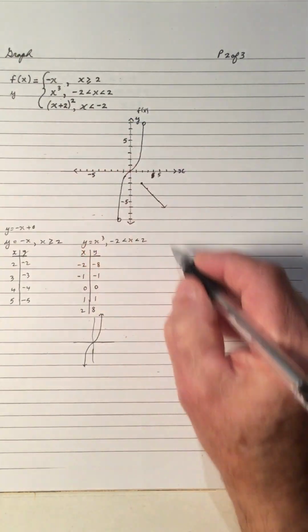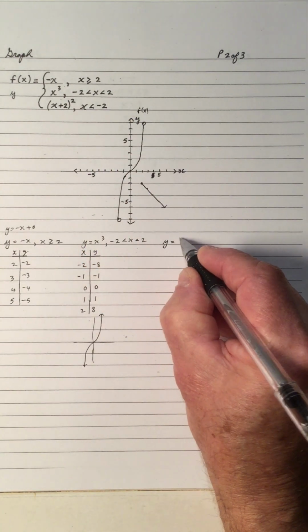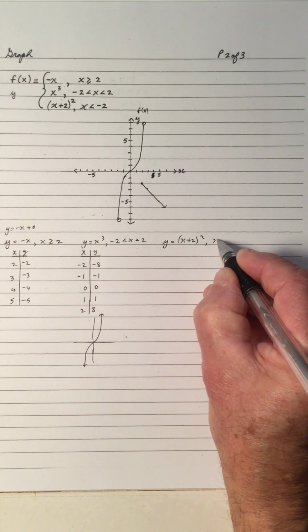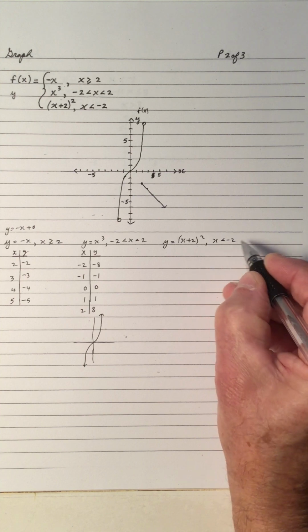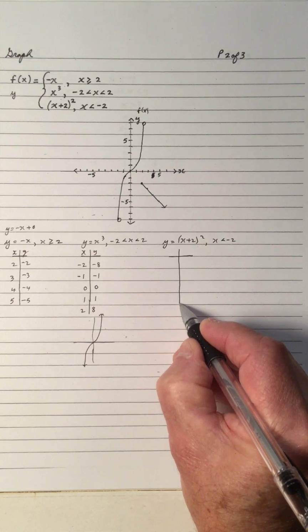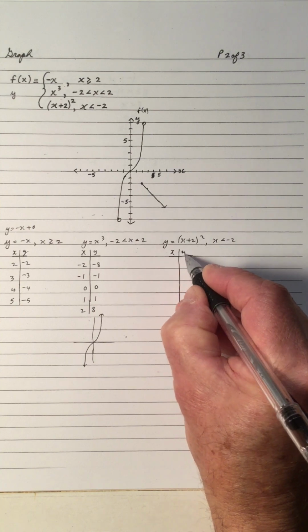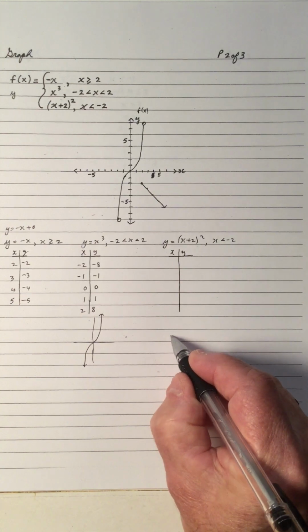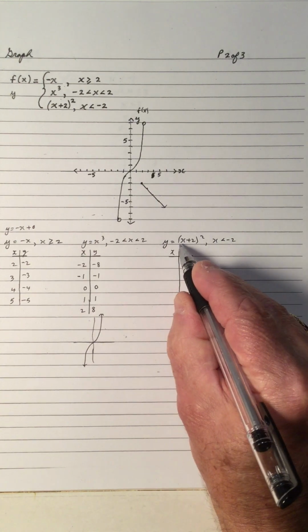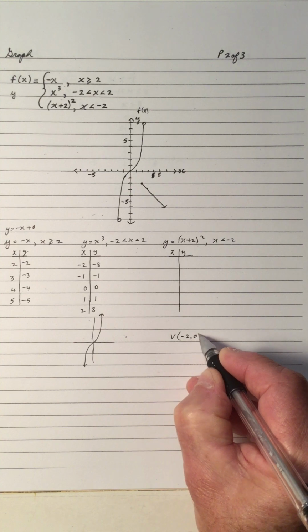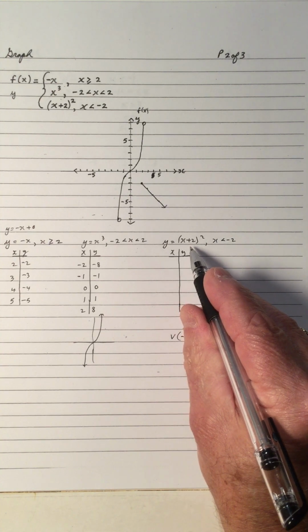And we have a third one, y equals (x plus 2) squared when x is less than negative 2. And we look at a table of values on this function. When I look at this, I see a parabola. This is a parabola where, when x is negative 2, y is 0. So that's the vertex of this parabola.